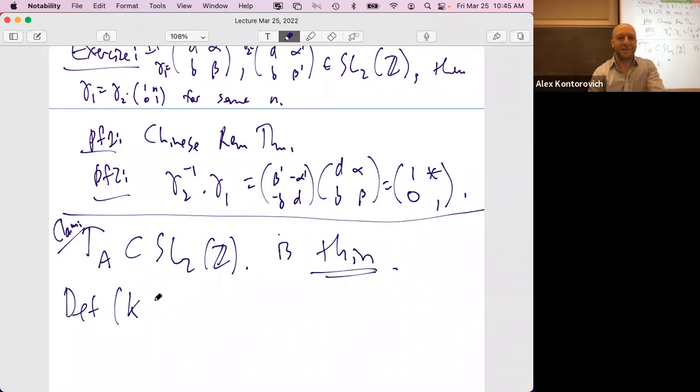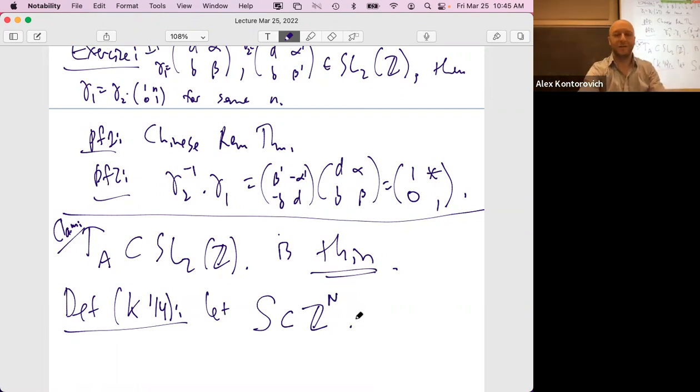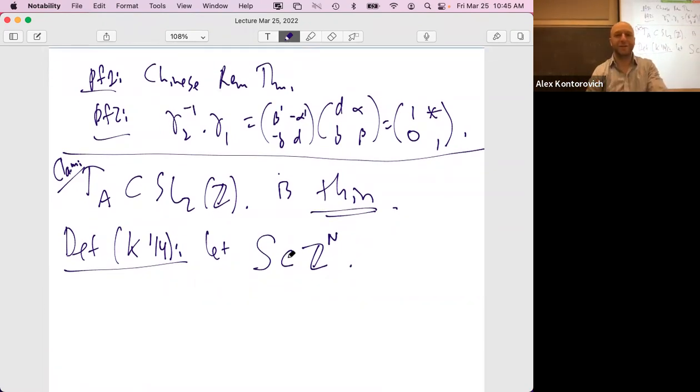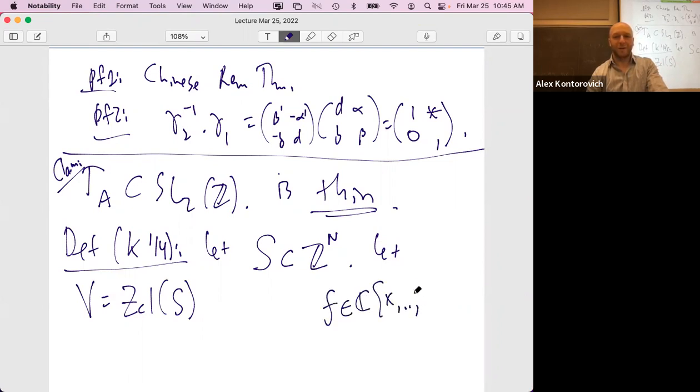But I'll give you the definition that appears in a paper of mine from a few years ago. It says the following: let S be some arbitrary subset of Z to some dimension n. So some set of points, and of course you can generalize. Let's just stay over Q. So you have some subset of points. Let V be the Zariski closure of S. So what do I mean by this? You look at all polynomials. So F is a polynomial, let's say with complex coefficients, in the n variables.